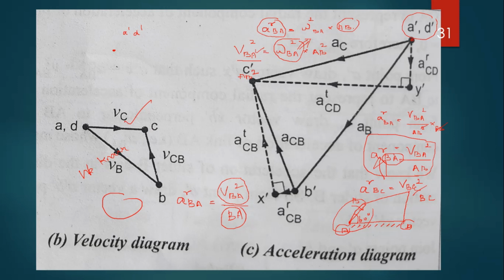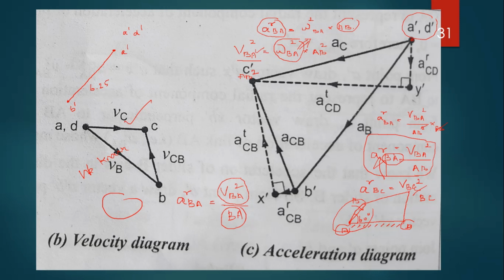6.25, right? So draw a line parallel to the link AB but in the opposite direction. This is actually B dash, right? A dash is there, then B dash is there. The magnitude is equal to 6.25, or take a suitable scale according to that, right?